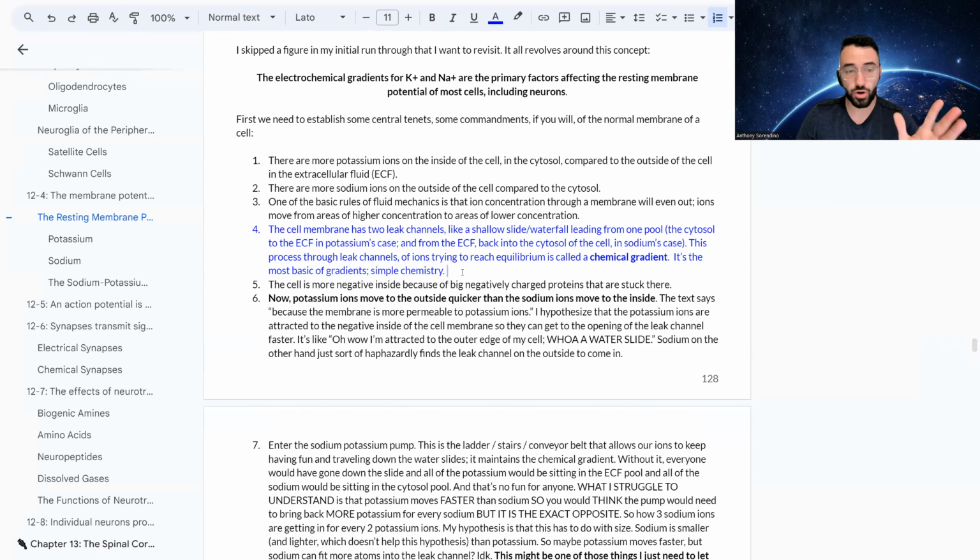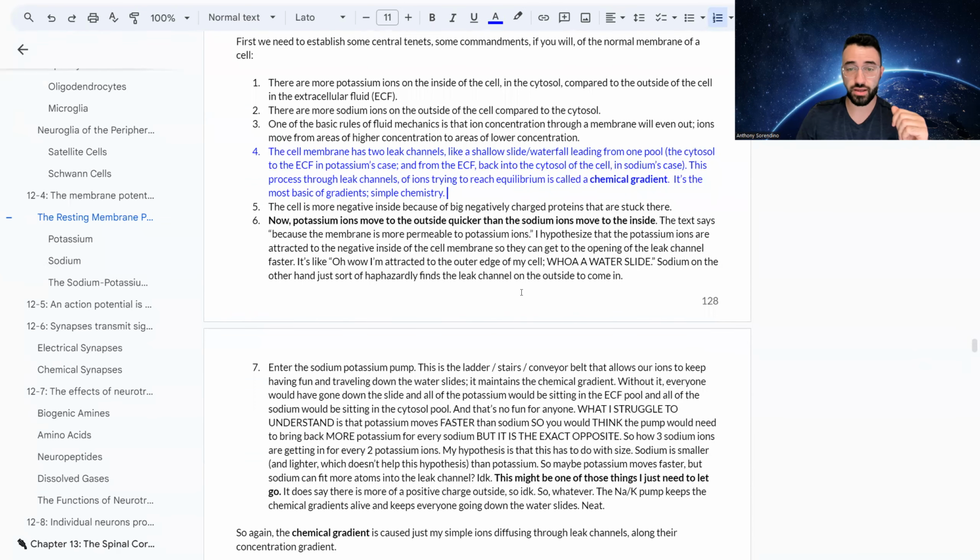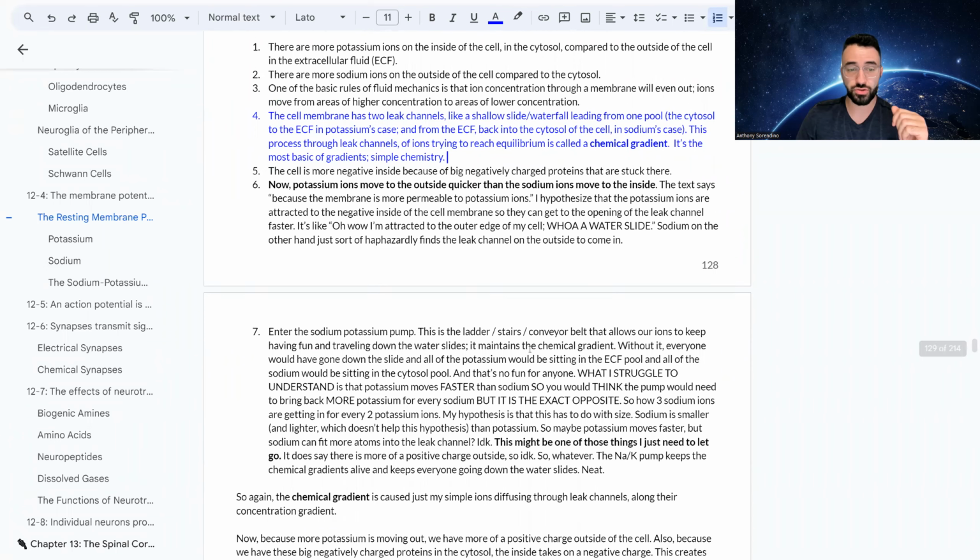So it's the most basic garden variety gradient. It's simple chemistry of ions going from an area of high concentration to low concentration in order to even themselves out, okay? So yeah, potassium moves outside more quickly than sodium.